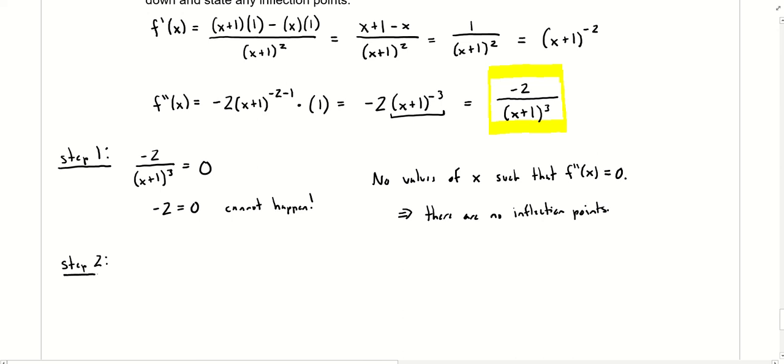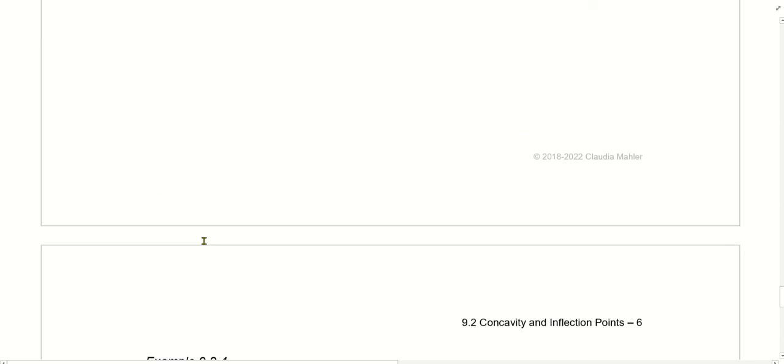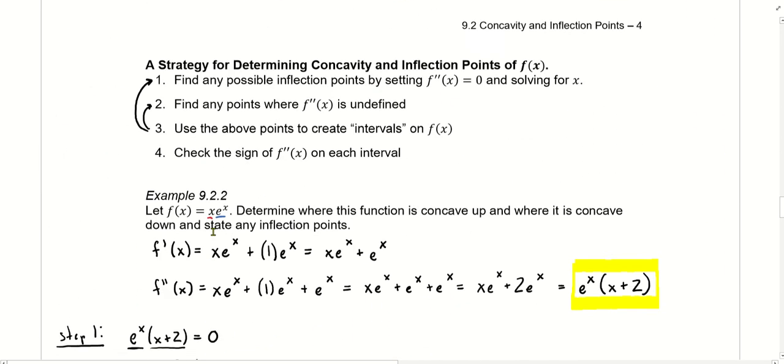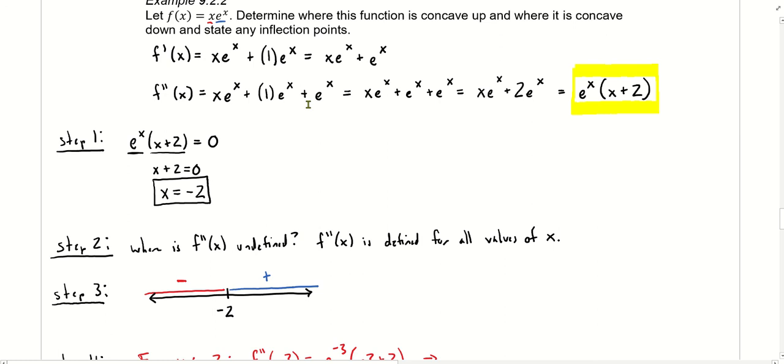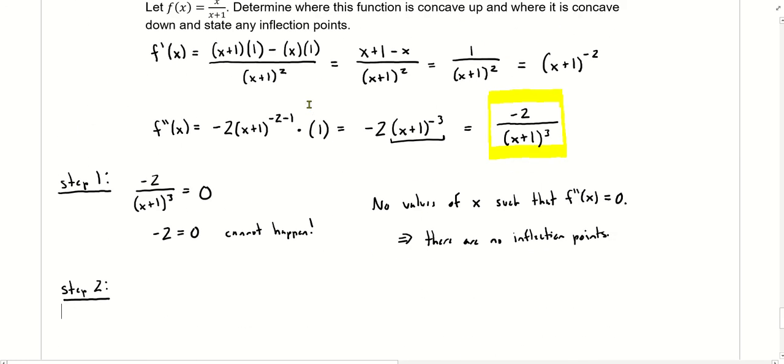Okay, so we checked inflection points. There aren't any, but we still want to check in step 2 where the second derivative is undefined, because these are still places, even though these are technically not places where we could have inflection points, they are places or values of x where the concavity could change as we cross that value. So I'm once again here in step 2 going to figure out where my second derivative is undefined. So where is f prime prime of x undefined?